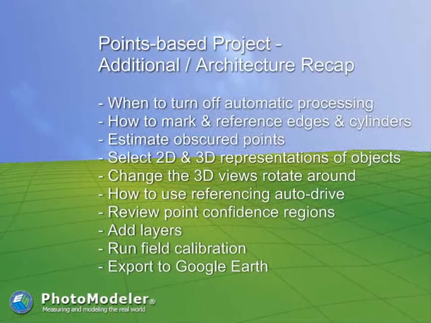This concludes the points-based project Additional and Architecture tutorial. We've learned when to turn off automatic processing, how to mark and reference edges and cylinders, how to estimate obscured points, selecting both the 2D and 3D representations of an object, changing the 3D view's rotate around point, how to use referencing autodrive, reviewing point confidence regions, adding and using layers, running field calibration, and exporting to Google Earth.